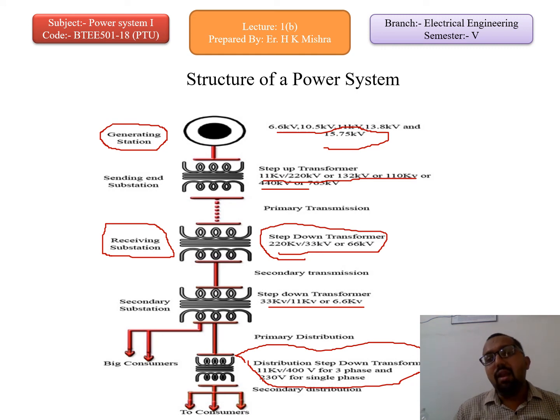If you have any query regarding this topic, the structure of a power system, we saw that we have three components: generating, transmitting and distribution.